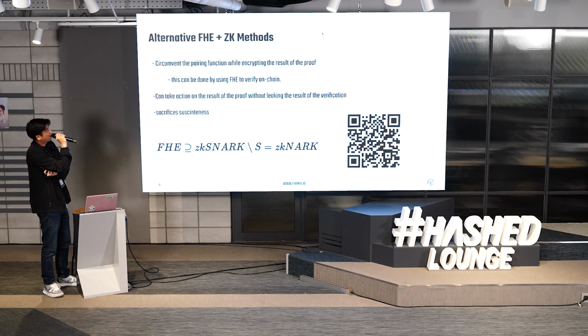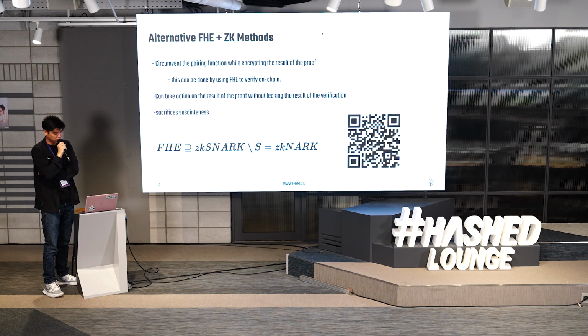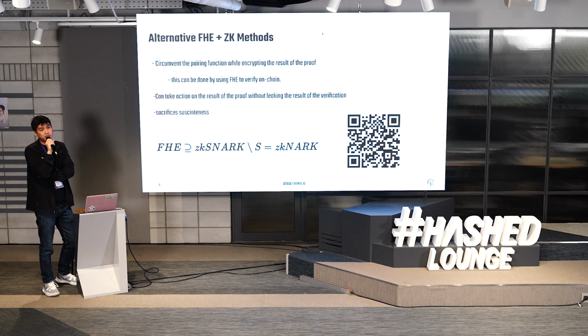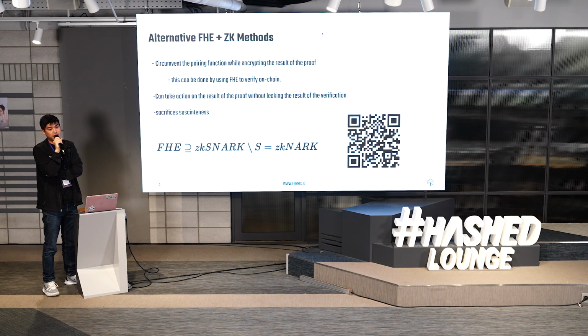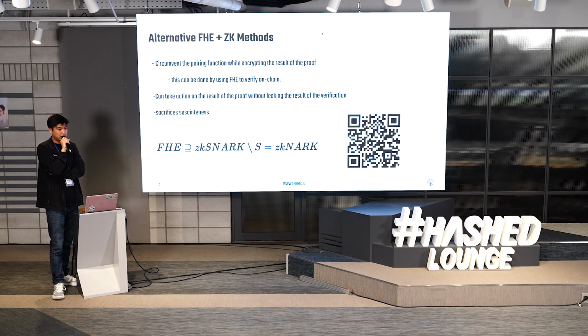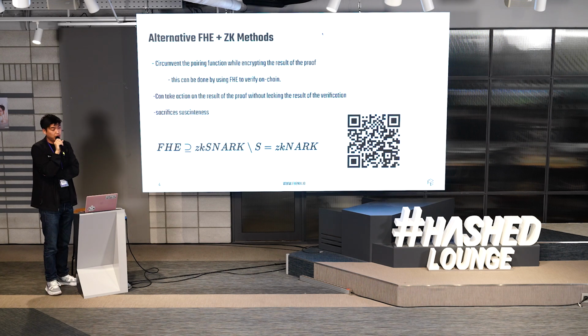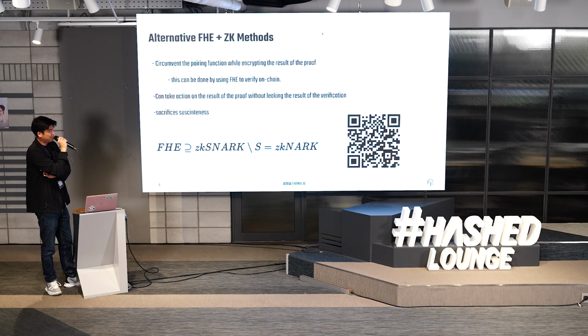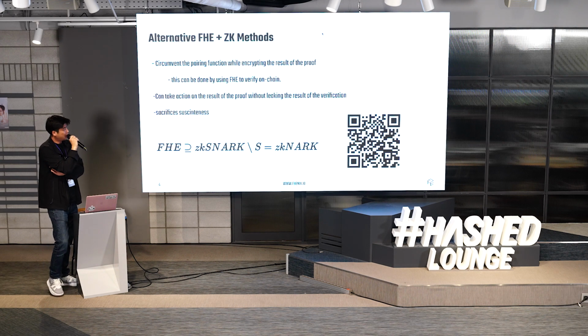But basically, one of our developers was able to come up with a proof that you could circumvent the pairing function while encrypting the result of the proof. Because generally speaking, you know whether a proof is valid or not, yes or no, 0, 1, yay or nay. But ideally, we could even encrypt the outcome of whether the proof is valid as a ciphertext in the form of an encrypted Boolean, which is pretty much what it sounds like. And then this can be done to verify on chain and take action on the result of the proof.